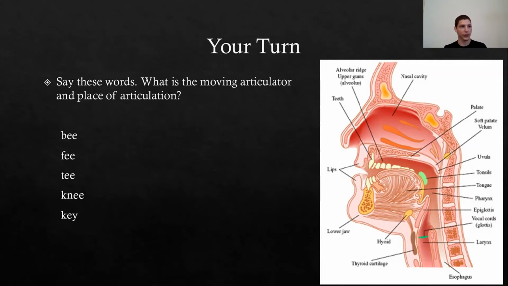Right, this does again involve the lips. But I'm not sure if you're specifying moving articulator as the bottom lip or place of articulation is bottom lip. Not quite. So if you had both lips for Fi, it would come out sounding very similar, but slightly different.